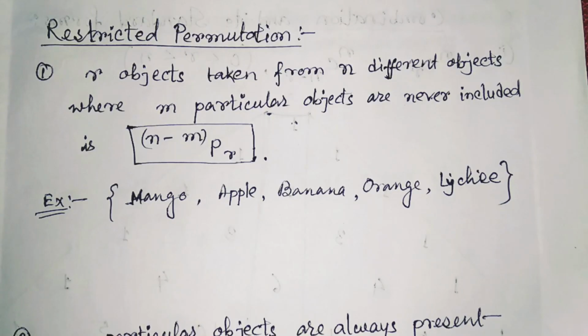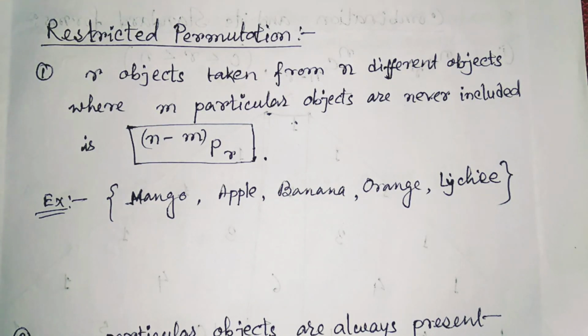We know what permutation is. Now it is restricted permutation. That means a few restrictions are imposed in the situation. At that time, what the formulas in permutation should be, we will discuss in this lecture.